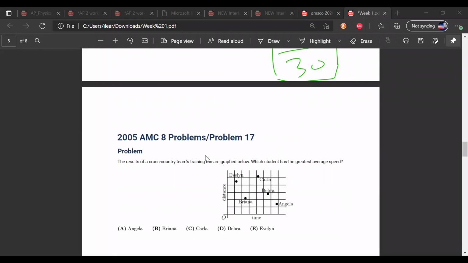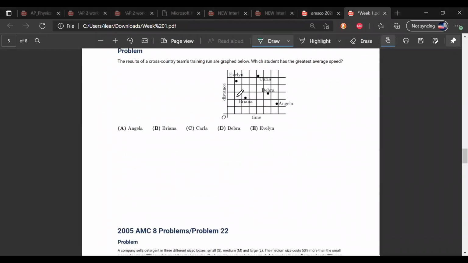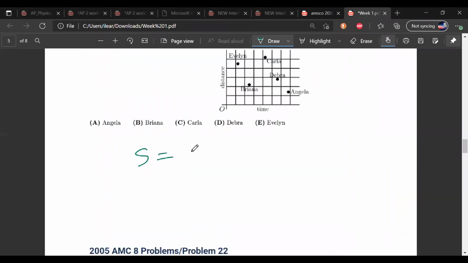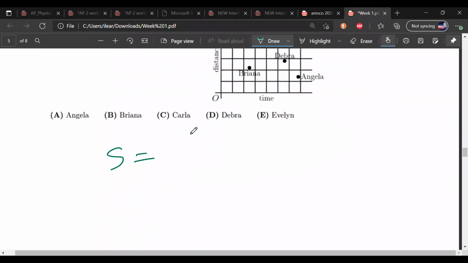In order for the speed to be greater, let's write an equation right now. Actually, let's just use S since it might get a little confusing if I use V. So S is equal to distance over time.